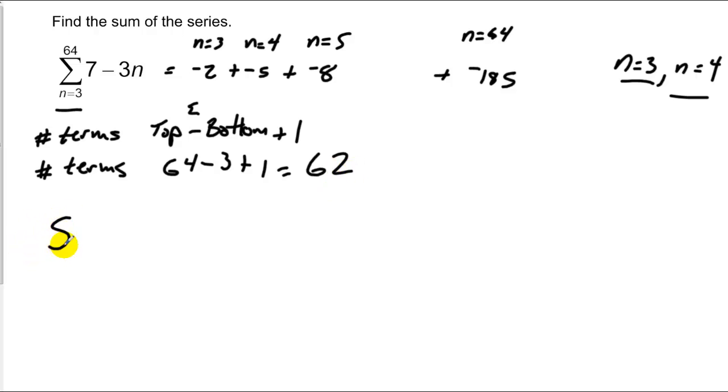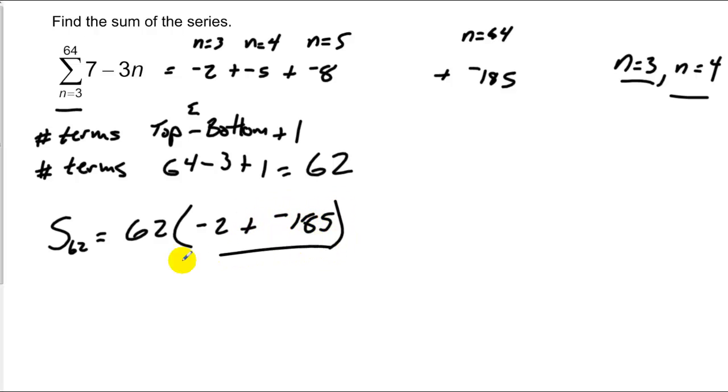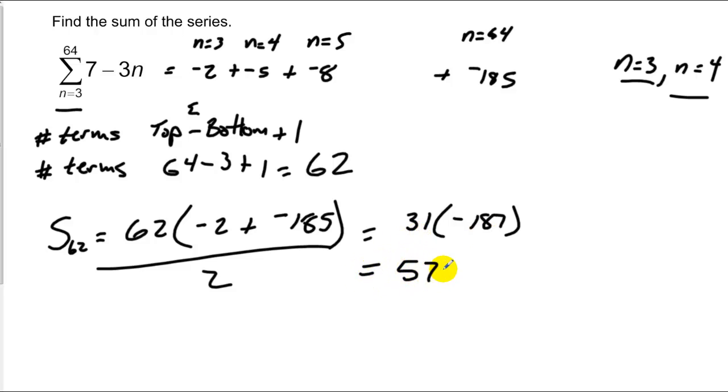So if I want to find the sum of the 62 terms, I take 62 multiplied by my first term, which was negative 2, plus my last term, which was negative 185, all over 2, which is 31 multiplied by negative 187, or 5,797.